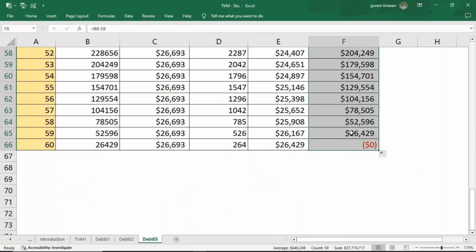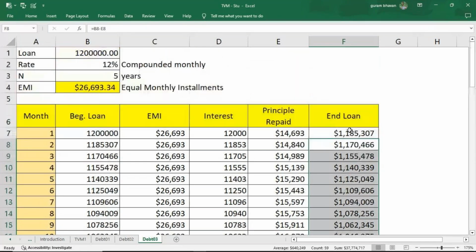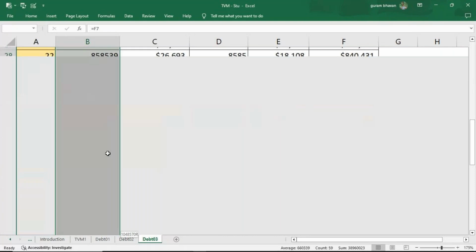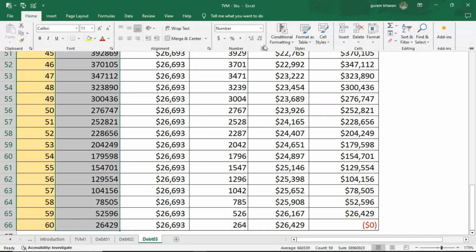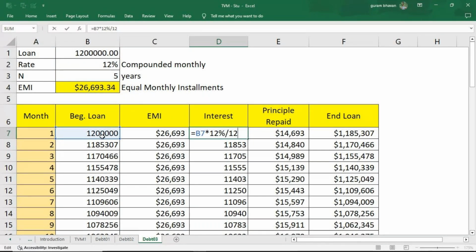So you can make it as zeros. You can remove the decimal so that you will not get confusion. Okay, so just click here. Once you are applying the second month value, click Control Shift and down arrow, go to home, and in the number group you have this decrease decimal. So you can remove the decimal so that you will not have that confusion. I hope you people are able to solve this. So here interest, you have to take it as beginning loan into 12% divided by 12. Why? Because it is compounded monthly.